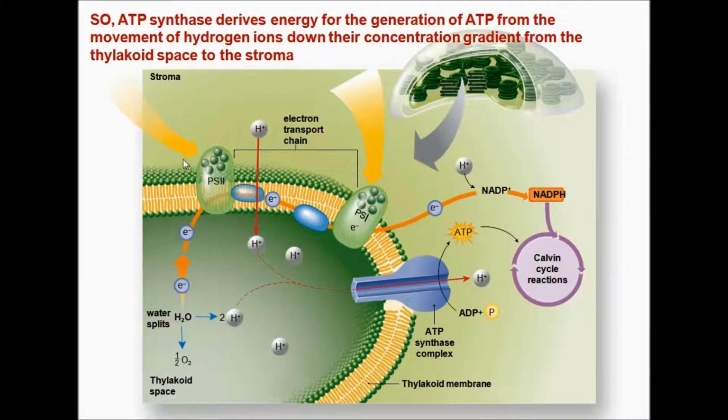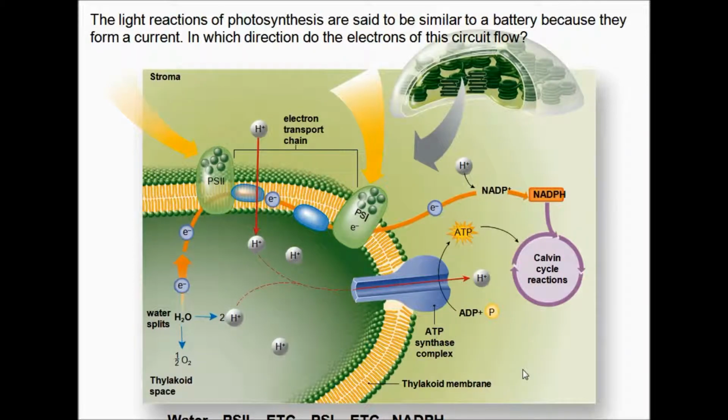So let's look at this. ATP synthase drives the generation of ATP from the movement of hydrogen ions down their concentration gradient from the thylakoid space to the stroma. What the heck does that mean? Here we have the thylakoid space. The increase of hydrogen ions goes here and turns the ATP synthase complex, which I call a turbine, and now we have this energized ATP ready to do its job over here. So we have the two parts: the electron transport chain making this, and ATP synthase making ATP. Got it?